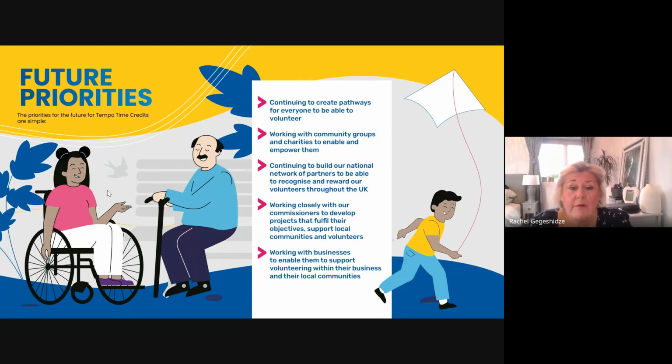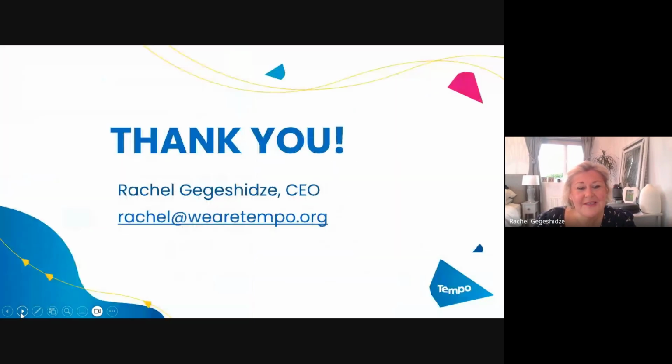And alongside that, we'll be building on our national network of recognition partners, so it enables us to work in new areas, but also working closely with commissioners to develop new projects and really look at how time credits can support new and different people to get involved. We're currently talking to the Heritage Lottery around how time credits can be used to support the diversity of the volunteer base across heritage. So really looking at how we test the boundaries of time credits and work with more people. So we're really keen to be here to talk to you today.